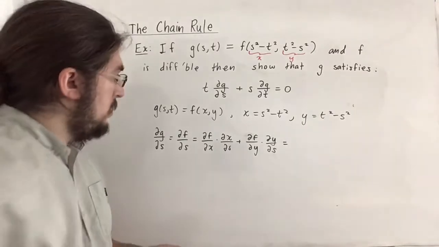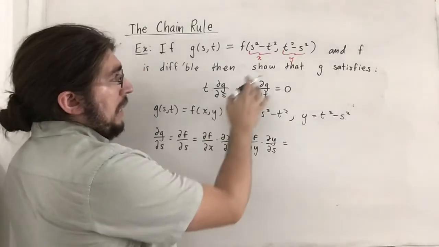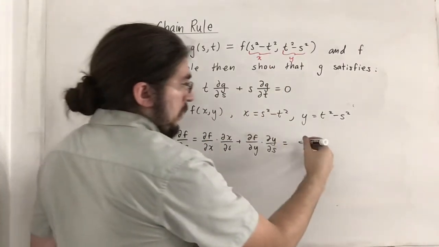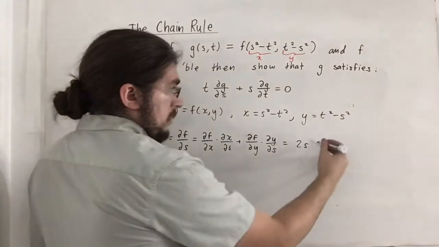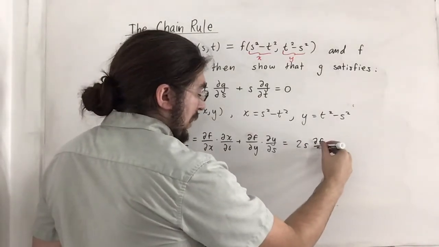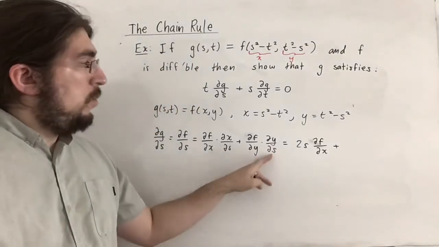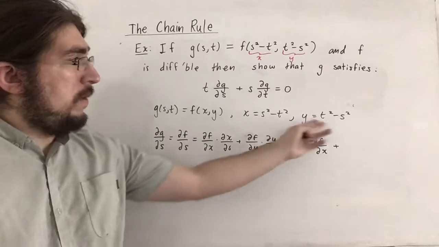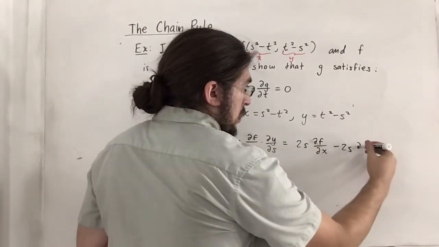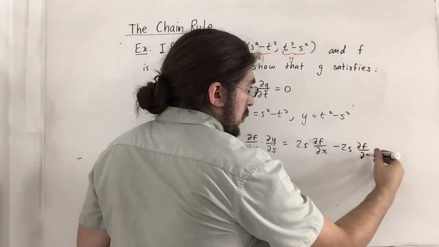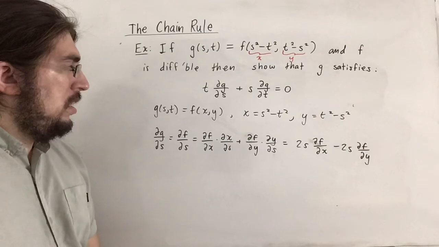So what is this guy? Let's write it like this, I guess. So derivative of x with respect to s is going to be 2s, times partial f partial x. There we go. It's a little weird, but that's fine. Derivative of y with respect to s is going to be negative 2s. So it's minus 2s times partial f partial y. So we know that much is true.